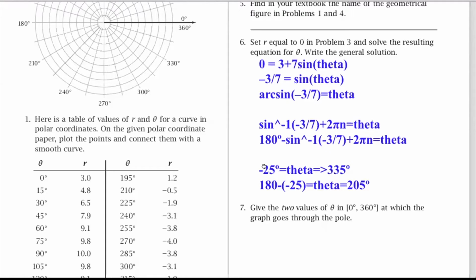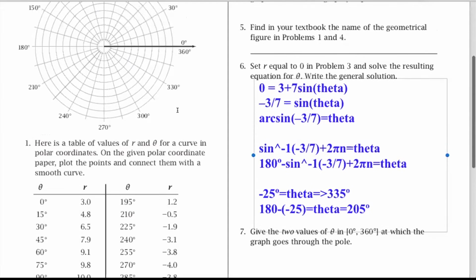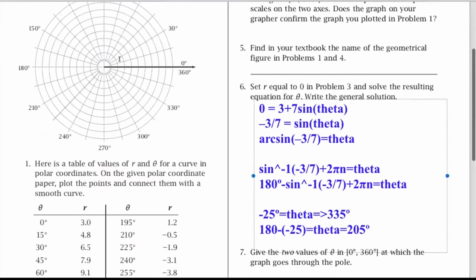And the two numbers that gives you are -25 degrees and then 205 degrees. And -25 degrees can't be the right answer here because they restrict you from 0 to 360. So you got to add 360 to this, and that gives you 335 degrees. And the reason that that's interesting is that the graph crosses itself at this point right here.